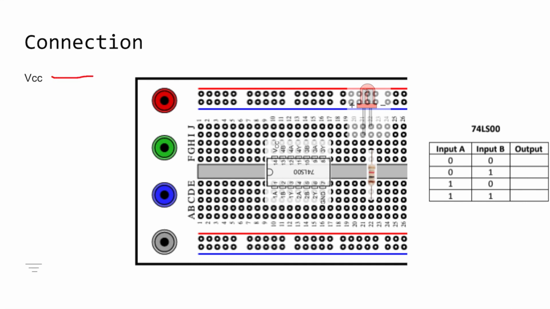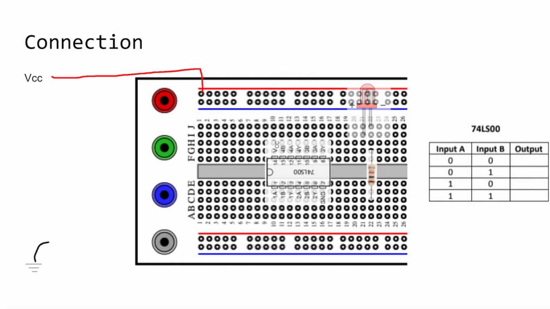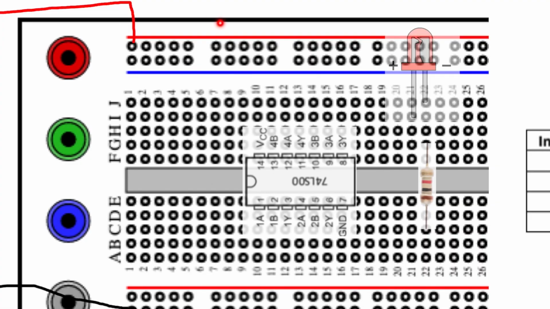We need to put the VCC. We usually would connect it over here. And for the ground, let me pick a different color. For the ground, we would connect it to the blue line over here. Remember that this whole line is connected on the breadboard, and this whole line is connected on the breadboard. And for this, it is connected vertically. So these rows are connected, and this row is connected.